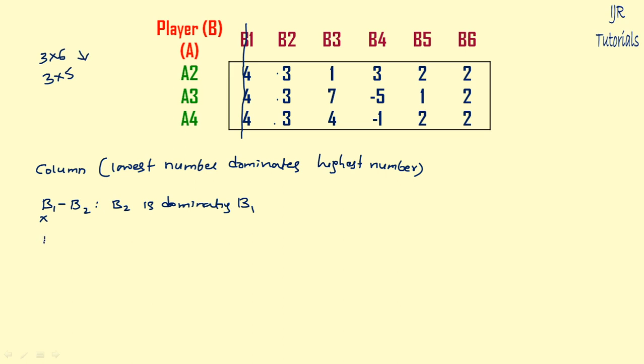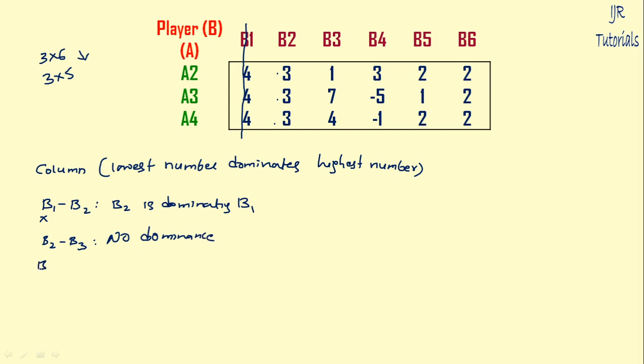So next comparison, B2 and B3. So B2, 3 and 1. So 3 is the highest number and 1 is the lowest number. That means B3 is dominating B1. 3 and 7. Out of 3 and 7, 3 is the lowest number and 7 is the highest number. That means 3 is dominating 7. In the first case, B3 is dominating B2. In second case, B2 is dominating B3. So you can say that no dominance.